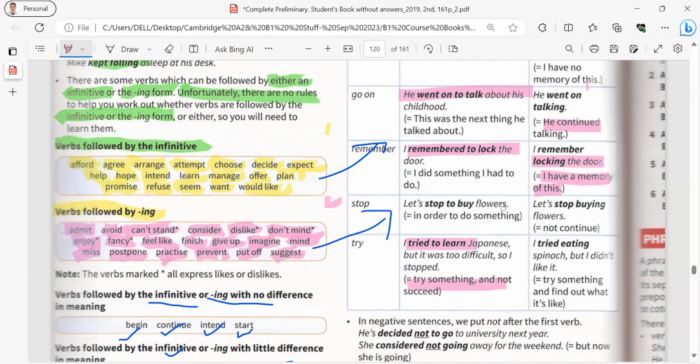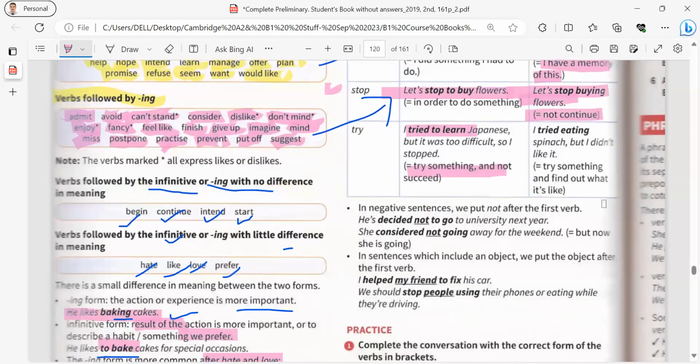Let's stop to buy flowers. Let's stop to buy means what? In order to do something. But "let's stop buying flowers", what does it mean? It means stop buying and don't continue. That's it, meaning let's not buy flowers.